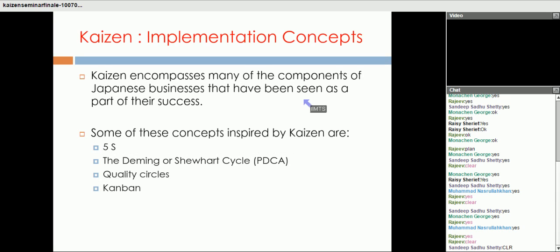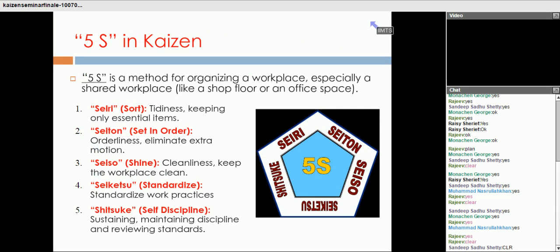Then Kaizen encompasses many of the components of Japanese businesses that have been seen as a part of their success. So some of these concepts inspired by Kaizen are 5S, the Deming or Shewhart cycle, that is PDCA, the quality circle, and Kanban. Clear to all till now?